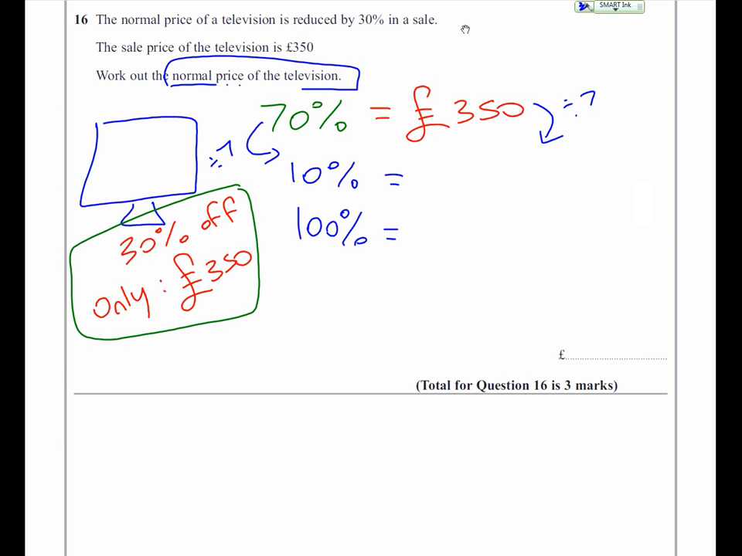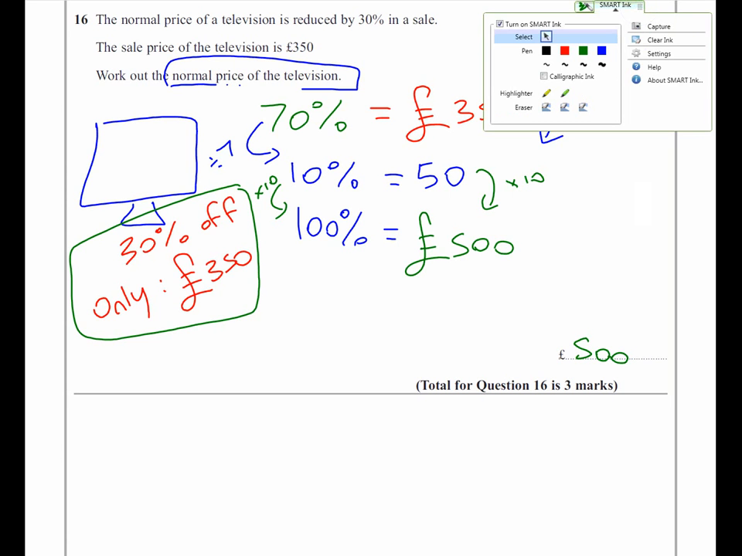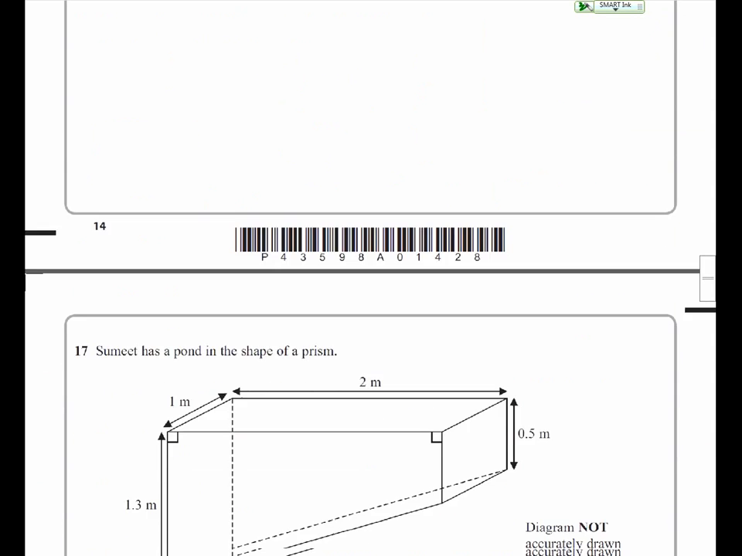It is 5 times 7. So your answer to 350 divided by 7 is 50. So 10% is 50. To get to 100% now, we times by 10. So 100% is £500. That's your answer. This is a reverse percentages problem. It's quite difficult. Okay, moving on. Question 17.